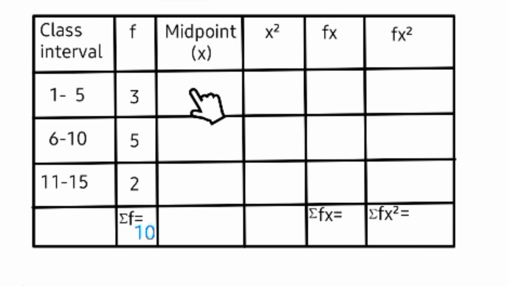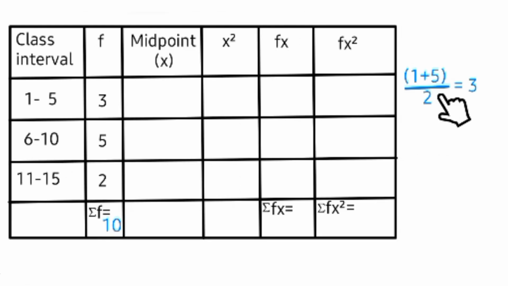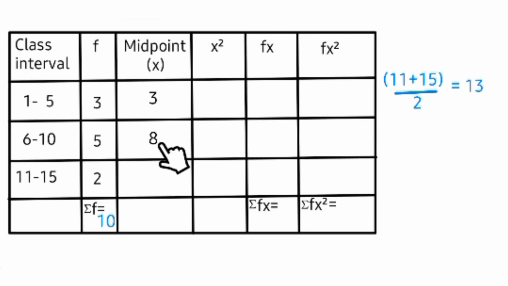Now let's proceed to the x column. To get our x values, we simply add 1 plus 5 and then divide by 2. Of course, 1 plus 5 gives 6. 6 divided by 2, we have 3. For the second midpoint, 6 plus 10, then divide by 2. The last midpoint will be 11 plus 15, divide by 2.